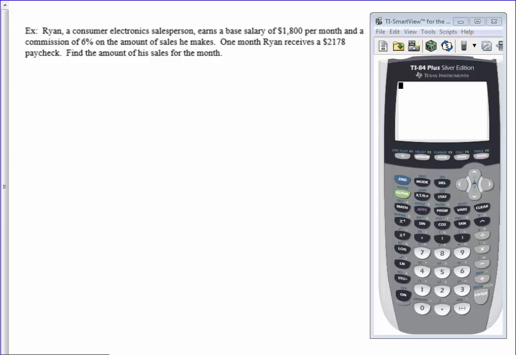The key in this type of problem is to assign one variable and let it be the thing that you know nothing about. In this particular problem, you know nothing about the amount of sales. This is actually what this question is asking for. So we're going to let S equal the amount of sales for that particular month.